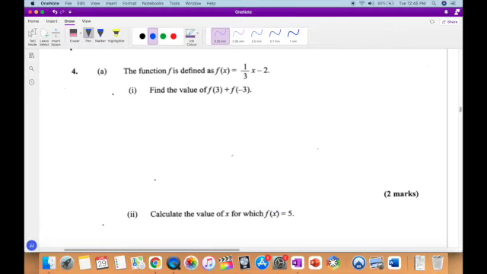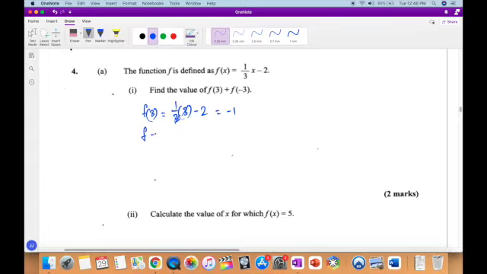So we have a function question here. The function f is defined as f of x is equal to a third x minus 2. Find the value of f of 3 plus f of negative 3. So I will find f of 3 first, and that means that I just take 3 and put it wherever x is, right? And that gives me, well, these will cancel off, so I'll have 1 minus 2, which is negative 1.